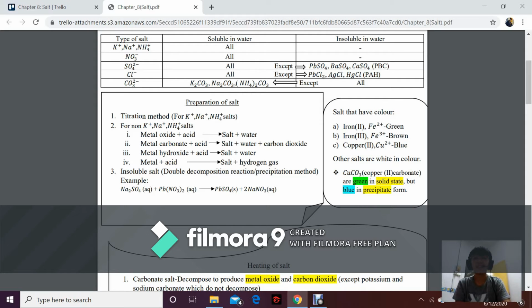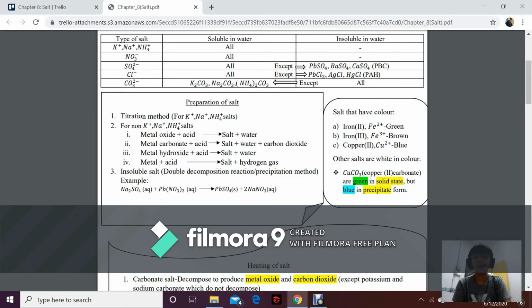For the insoluble salt, you need to memorize only six. And all the carbonate CO3, then you will be able to score the part for soluble and insoluble salt. Because there are only six insoluble salts, which is three for sulfate salt and three for chloride salt. So for sulfate salt, you will have PBC. For chloride salt, you will have PAH.